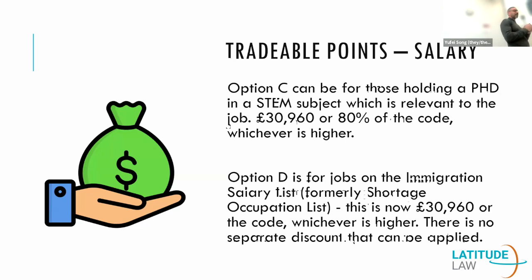If you put immigration salary list into Google, you'll get the Home Office gov.uk website that will have the immigration jobs which fall within that. Because there's a shortage of these roles, there's a reduction in the salary requirements. As long as you're paid 30,960 for a job which is on the immigration salary list, that would be sufficient. Unlike the others, where there's a 90% reduction for PhD holders, or 80% of the going rate, which could also be paid for the immigration salary list, there's no percentage reduction. As long as you pay 30,960 or the going rate for the role, then that would be sufficient to meet the salary requirements.